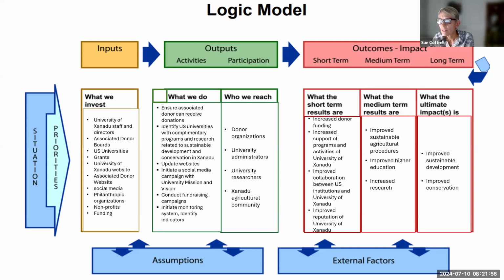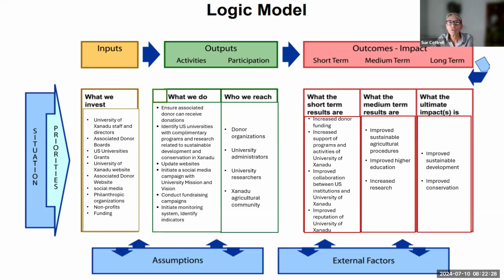The outputs are the activities that you're going to do. You're going to ensure that the donors can receive the donations, and they have to go through a process to make sure that that's something that this foundation can do. Identify US universities with complementary programs, update websites, initiate a social media campaign. These are different activities that this foundation has identified that they are going to do to achieve those outcomes and outputs that they need.